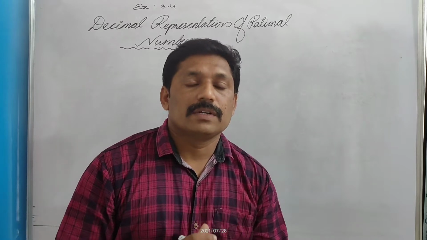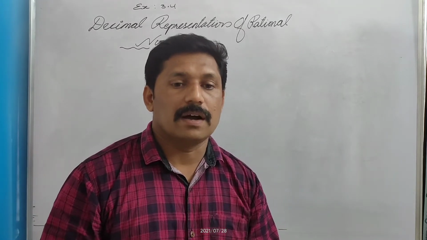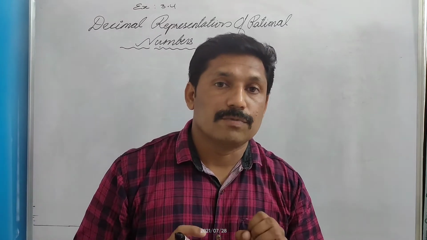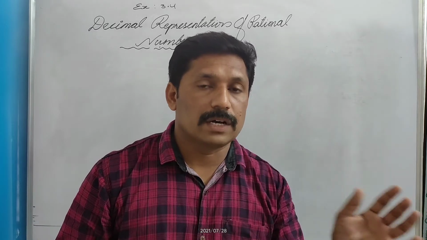Okay, so let us move to the topic: how to represent rational numbers in the form of decimal numbers. You know that in a decimal number there is a whole part, a decimal point and a decimal part. Now we are going to study the representation of rational numbers in decimal form.